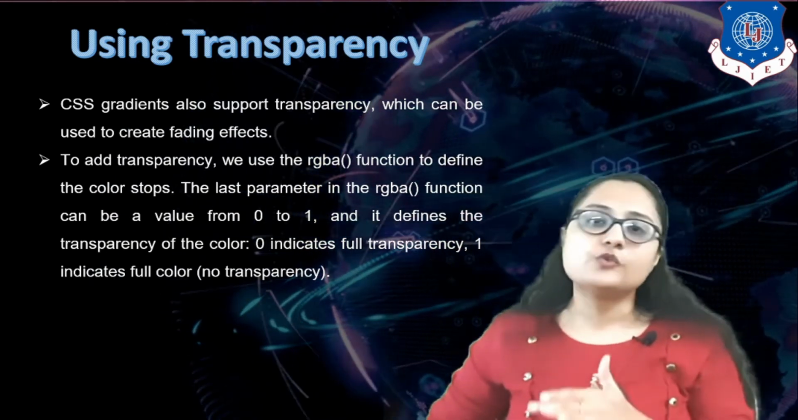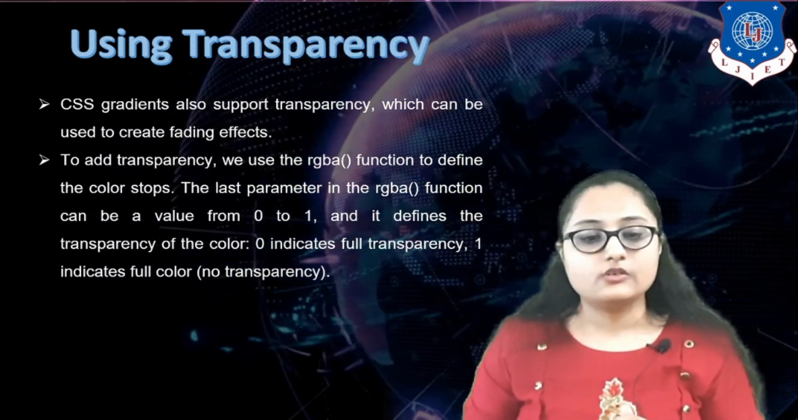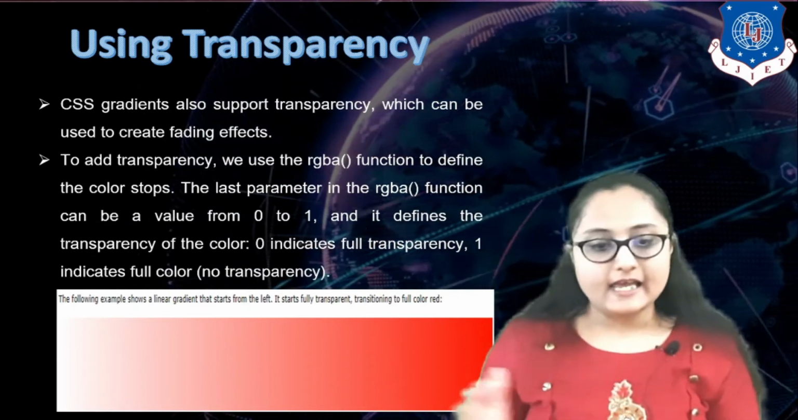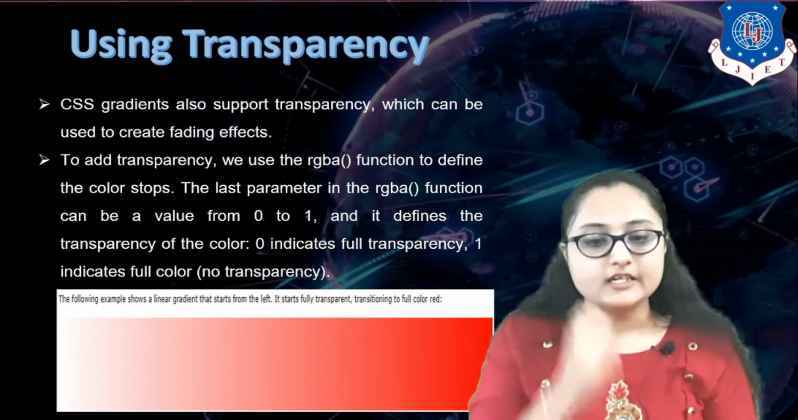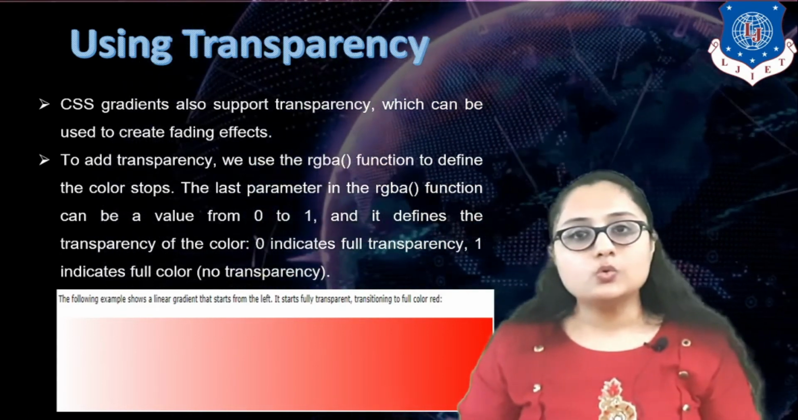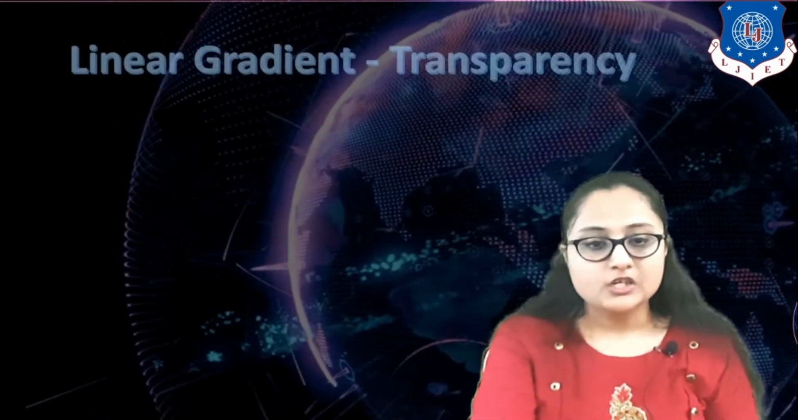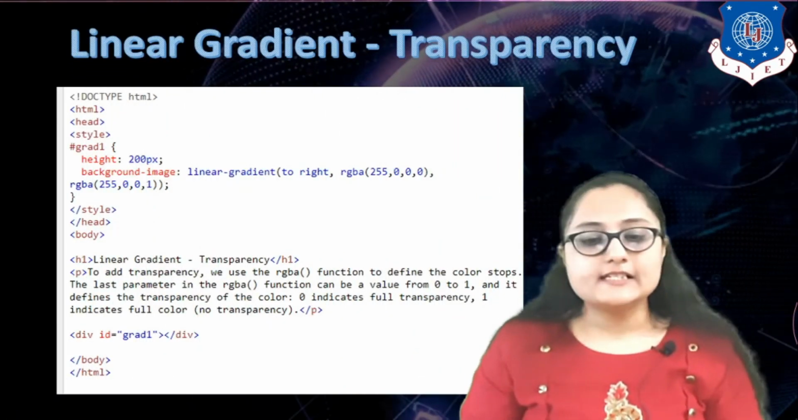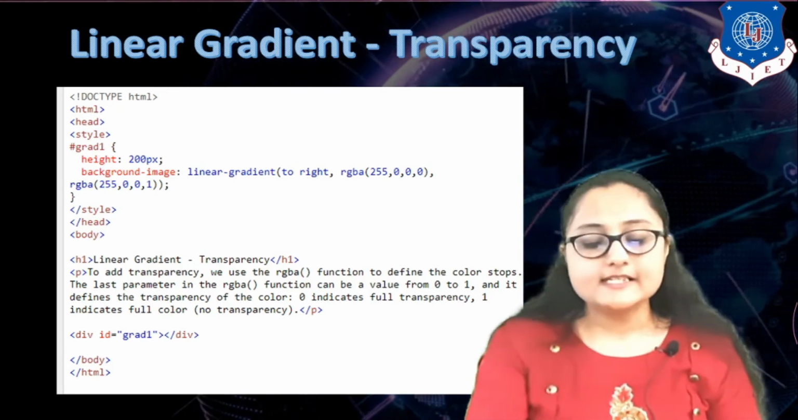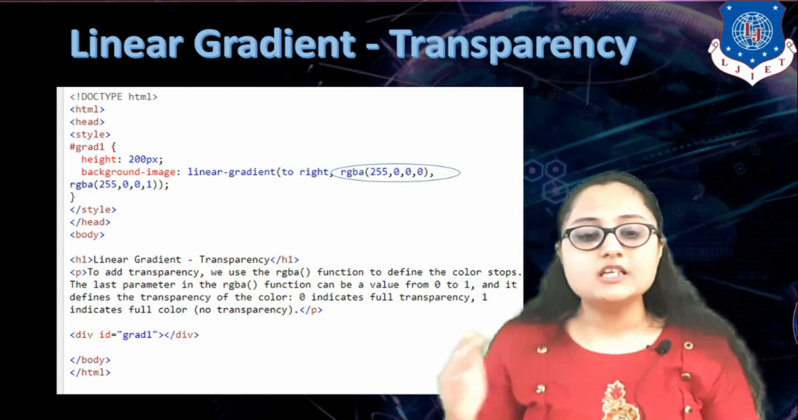0 indicates full transparency and 1 indicates no transparency. Okay, so here you can see that I have specified this linear gradient, and it starts from no transparent to fully transparent red color. So here is the syntax that I have specified for linear gradient. Here you can see that I have specified the function RGBA.